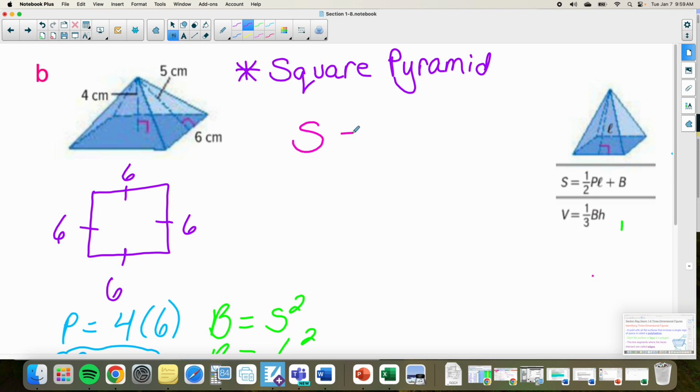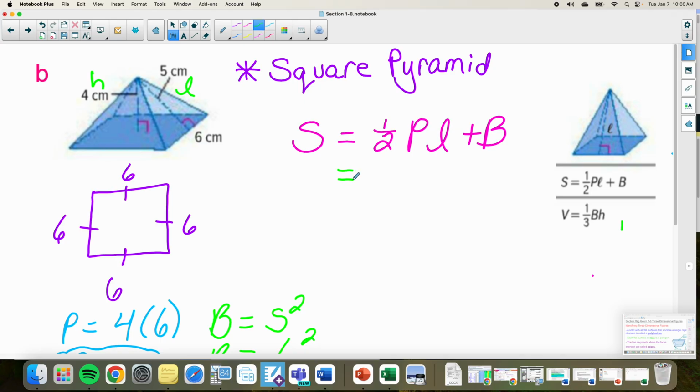So surface area of a pyramid is 1/2 or 0.5 times the perimeter times the slant height plus the area of the base, okay? Now, we always are gonna have 2 heights. The straight up and down one, like the 4, is our H, the slanted one is our L, okay? So they're always gonna give you those two.